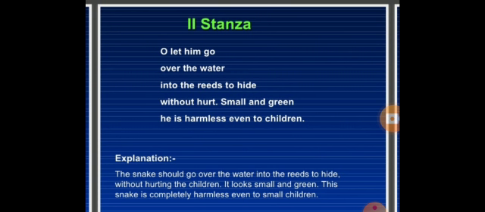So the poet describes that the afraid snake is making its way into the water so that it can avoid the possible harm and go unhurt into the reeds. The poet requests not to cause any harm to that beautiful snake which is harmless. This particular snake is so small and so soft that it is very much harmless, even to the children, so allow it to go to the reeds and hide itself.